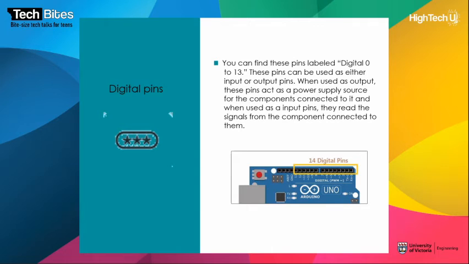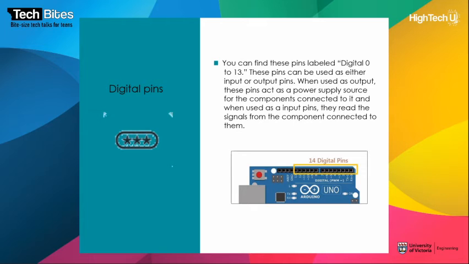When digital pins are used as output pins, they supply 40 milliamperes of current at 5 volts, which is more than enough to light an LED. Some of the digital pins are labeled with a tilde symbol next to the pin numbers: pin numbers 3, 5, 6, 9, 10, and 11. These pins act as normal digital pins, but can also be used for pulse width modulation, which simulates analog outputs such as fading an LED in and out.